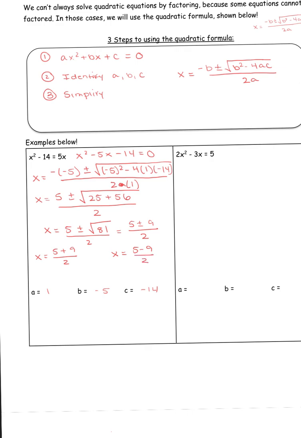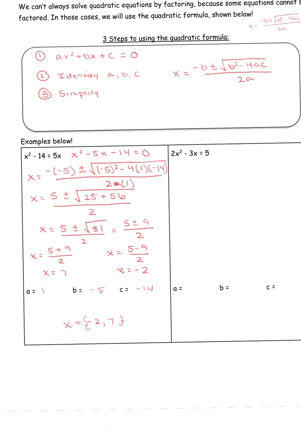So we know that 5 plus 9 is 14, divided by 2, we get x is equal to 7. And then over here we have 5 minus 9, which is negative 4, divided by 2, gives us x equals negative 2. So our solution set, our solutions for our quadratic equation, is negative 2, 7, and I will put this in my curly braces. All right, so let's take a look at another example.